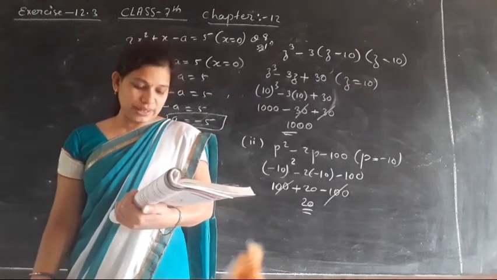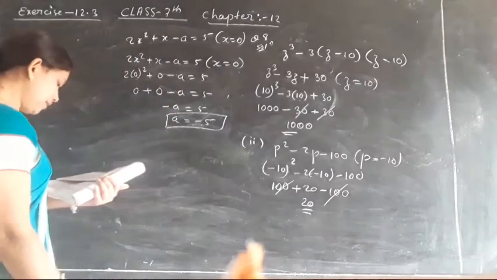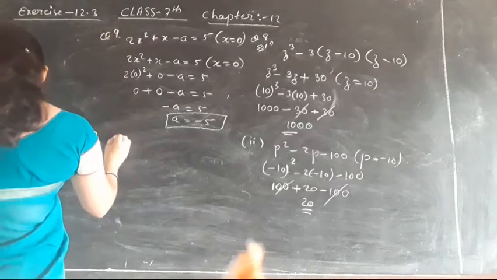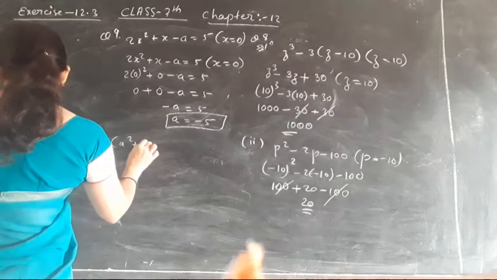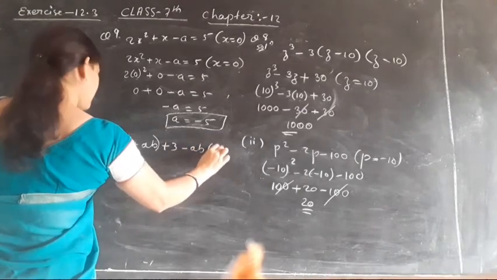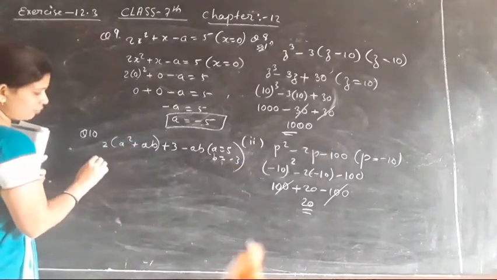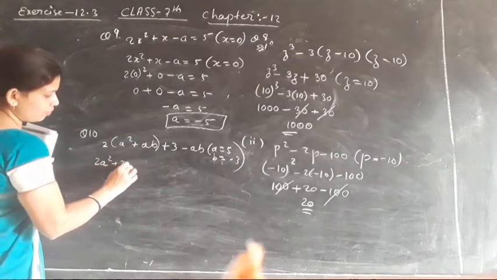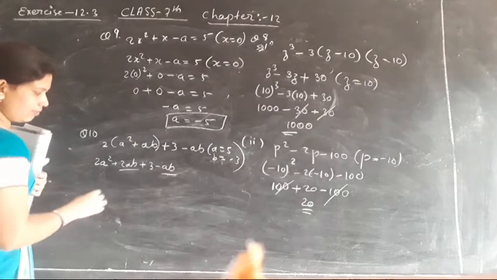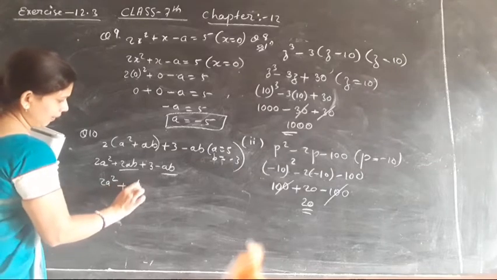Here in the 10th question it is said that simplify the expression and find its value when a is equal to 5 and b is equal to minus 3. So here in question number 10, what is the equation we are having? 2 into a square plus ab plus 3 minus ab, where a is equal to 5 and b is equal to minus 3. This you have to substitute. So first you have to simplify it. So 2a square plus 2ab plus 3 minus ab. Here this one is the like term. So plus 2ab minus ab, it will become 2a square plus ab plus 3.